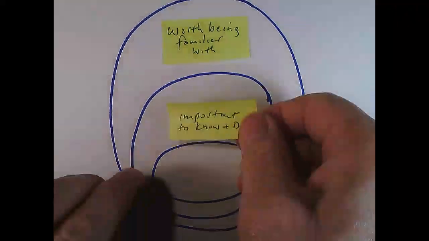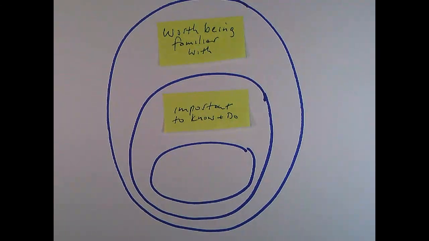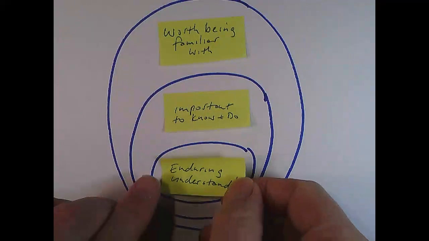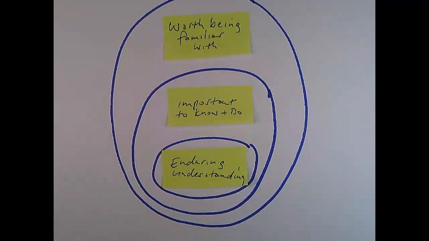There is a smaller amount of knowledge that's very important to know and do. And at the core of this, we have what J. McT calls enduring understanding. It's not possible, if you're doing, for example, an anatomy and physiology course, to test every one of the concepts with every student when you have literally hundreds of basic ideas, hundreds of concepts in an anatomy and physiology course.